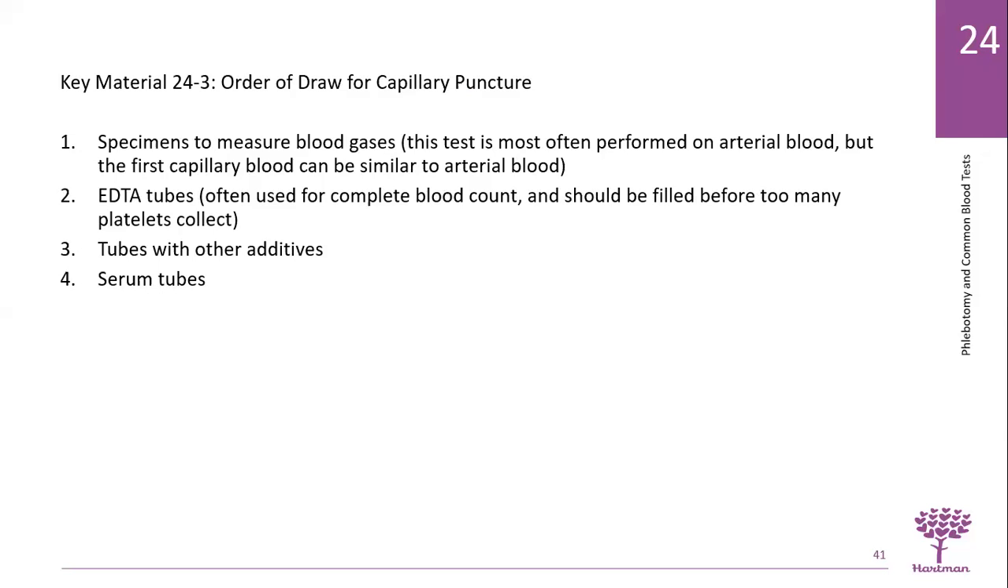The order of draw for capillary puncture, guess what? You need to know this as well. Specimens to measure blood gases. This test is most often performed on arterial blood. But the first capillary blood can be similar to arterial blood. EDTA tubes, often used for complete blood count, should be filled before too many platelets collect. Tubes with other additives, and then serum tubes.